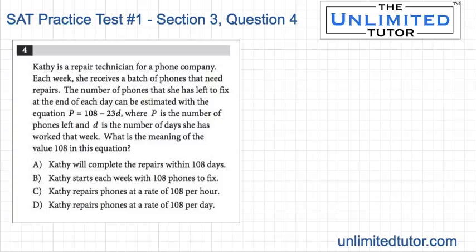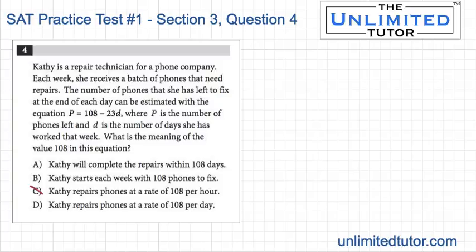But look at answer choice C. Kathy repairs phones at a rate of 108 per hour. That's just under one phone every 30 seconds. So that's just way too fast. I mean, that's just insane, superhuman speed. Common sense, we can eliminate answer choice C, and I'm going to.